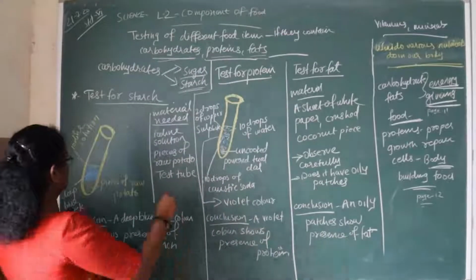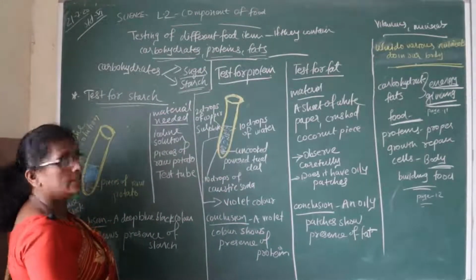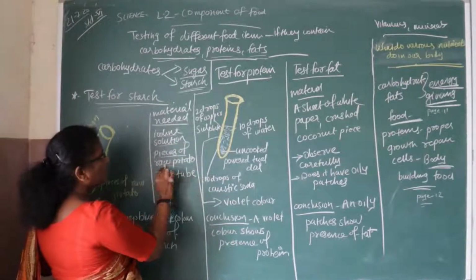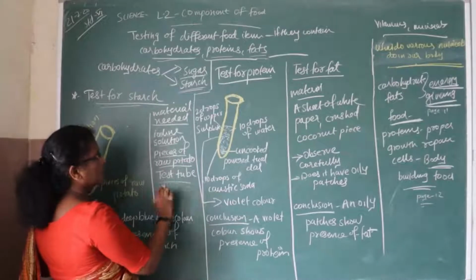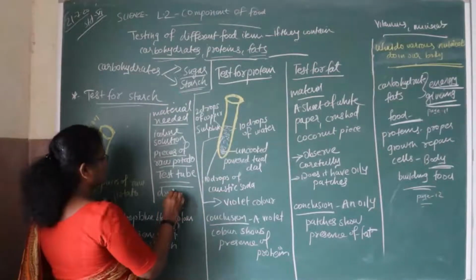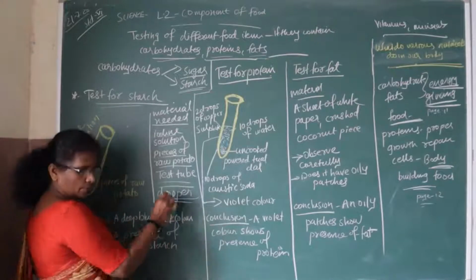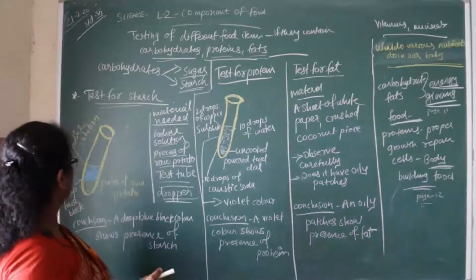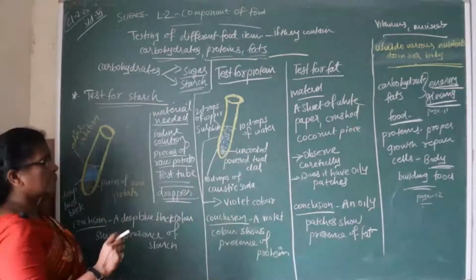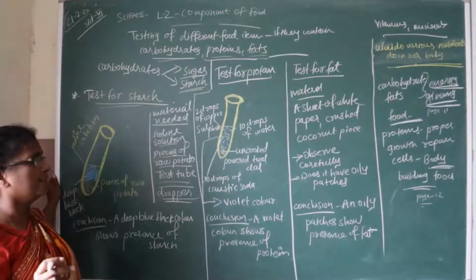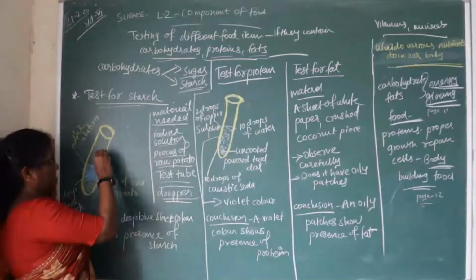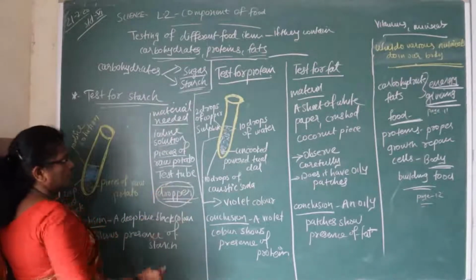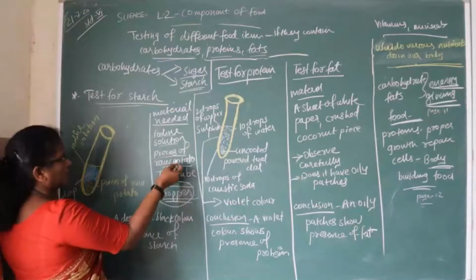The first one is the test for starch. In this test we need iodine solution, pieces of raw potato, a test tube and a dropper. These are the materials we need for the test for starch. Now we will discuss the procedure.